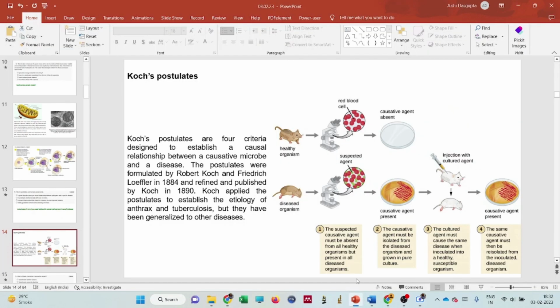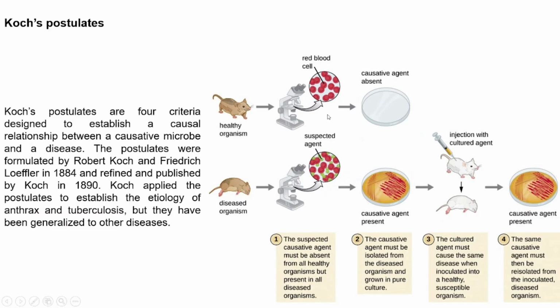So for that, people might be taking fluid samples or blood samples to test. These are red blood cell samples. They take blood cell samples and test them under the microscope to see if there is a suspected agent that can be seen. Then the causative agent must be isolated from the diseased organism and grown in pure culture. So the second step is to isolate. If we see something different in the blood sample when comparing the healthy and the diseased organism, we pinpoint that agent and try to grow it in a pure culture.